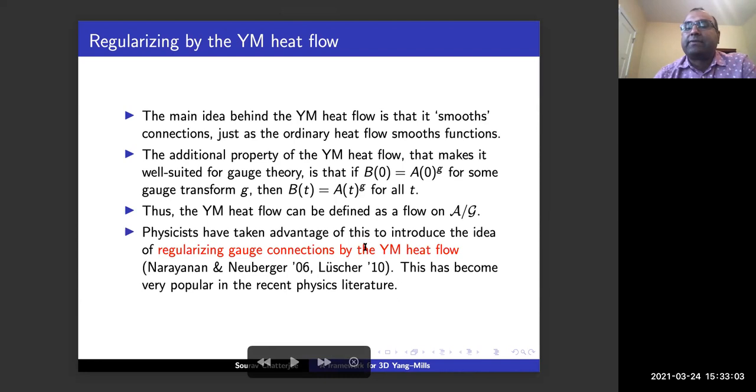Physicists have taken advantage of this to introduce the idea of regularizing gauge connections by the Yang-Mills heat flow. These are the two papers where they were introduced, and this has become very popular. This one, I think, has more than 700 citations right now. So many people are working with the Yang-Mills heat flow in regularizing things. And not only for these connections, they do the same thing for lattice gauge theories in the discrete setting also.